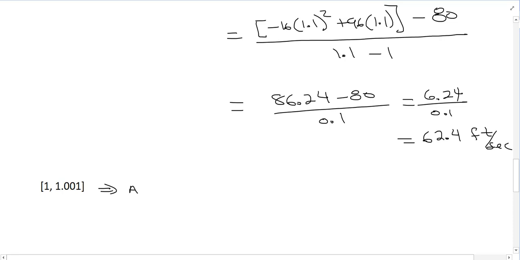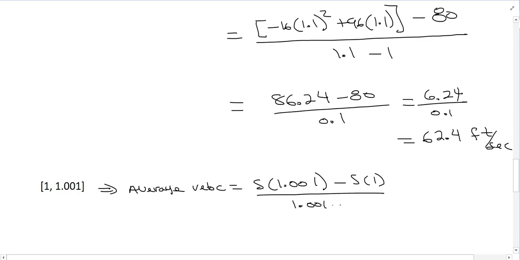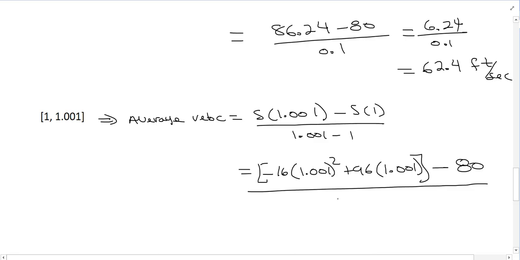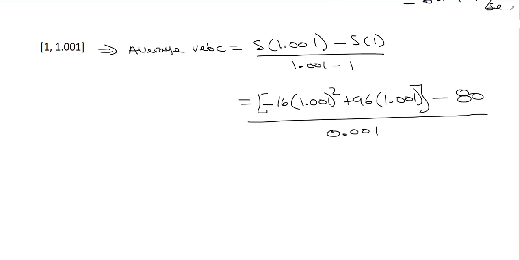And so let's do our average velocity again here. It's the change in position, so s of 1.001 minus s of 1 all over 1.001 minus 1. And same thing, right? Let's put that into the function. So minus 16t squared, so 1.001 squared, plus 96t, 1.001, and then minus s of 1, which we already know is 80, all over 0.001. So again, let's put that on our calculator and see what we get.